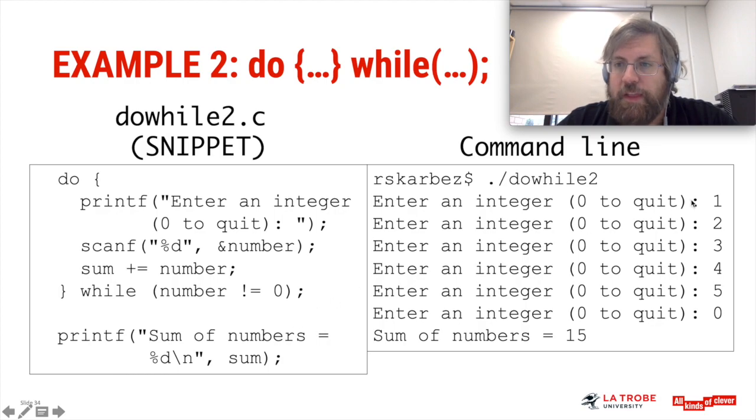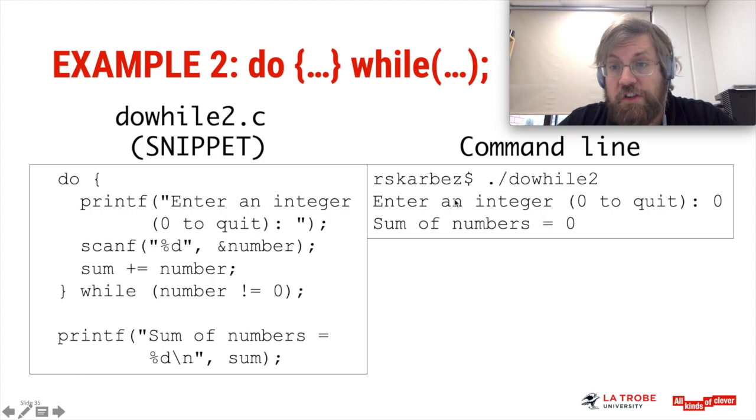So in this case, we add 1 plus 2 plus 3 plus 4 plus 5 plus 0, get the sum equal to 15. We can also just immediately enter 0 and quit, right? But the user needs to be able to enter input at least once. We don't know in advance how many times this loop needs to run. The user is telling us how many times this loop is going to run. So it needs to get in here at least once, which is exactly what do while is good for.